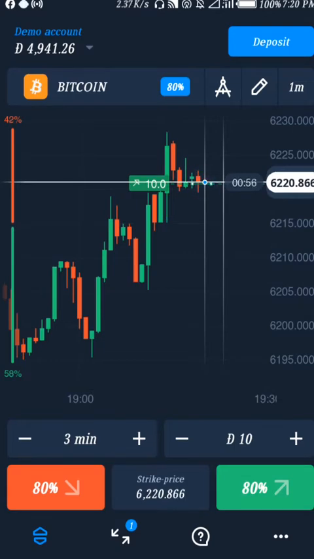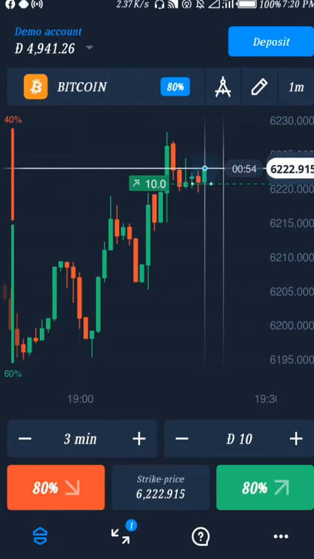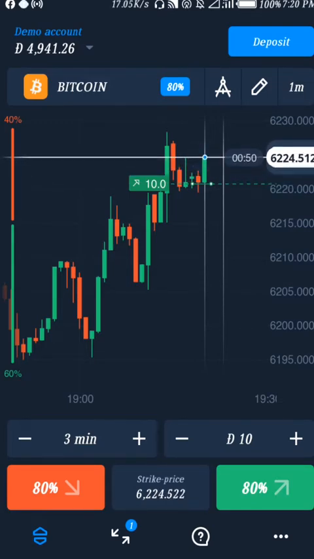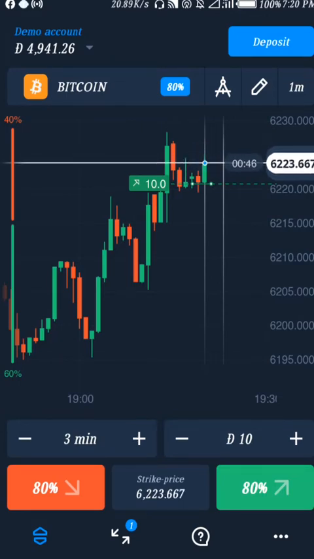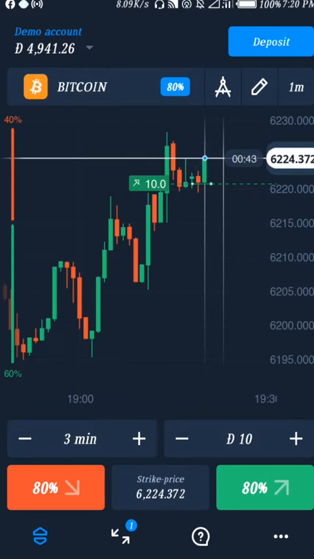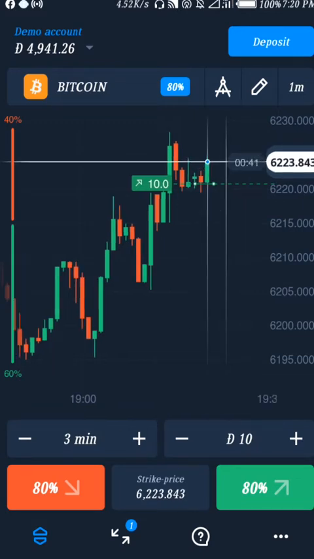I don't know, should I continue or you want to watch this trade end? Let's see how the trade is going to end. Let's see. All right, you can see it's going up, because there's a strong resistance here, and this is an uptrend.